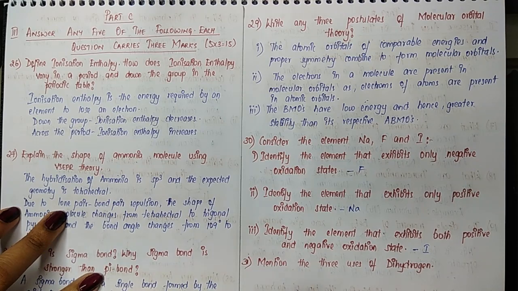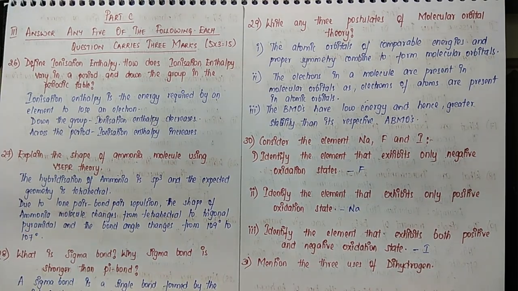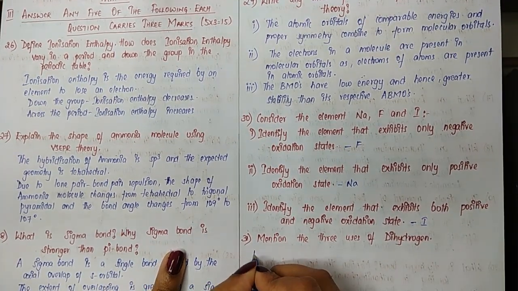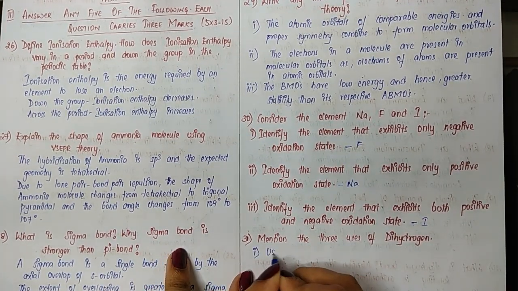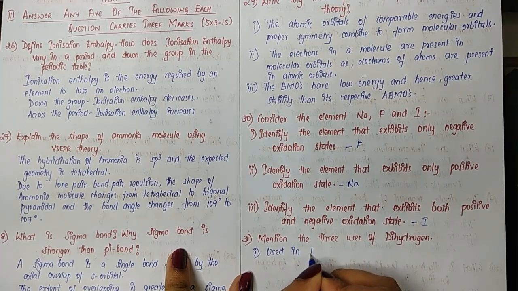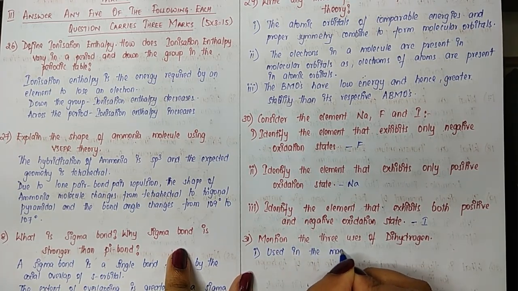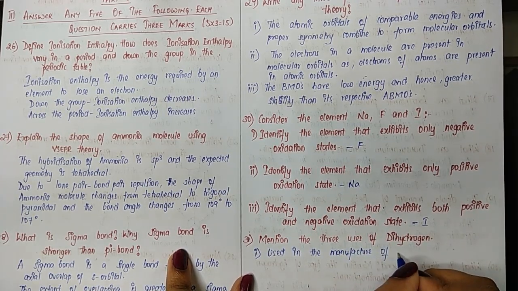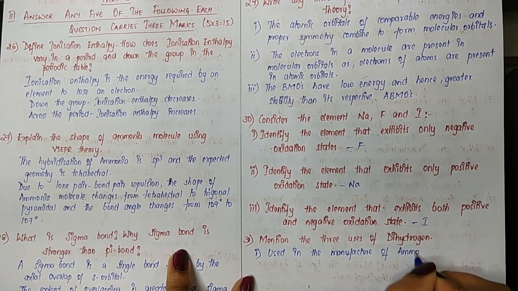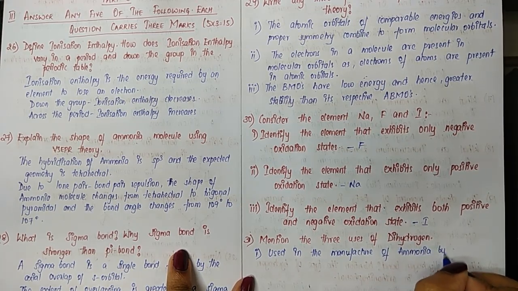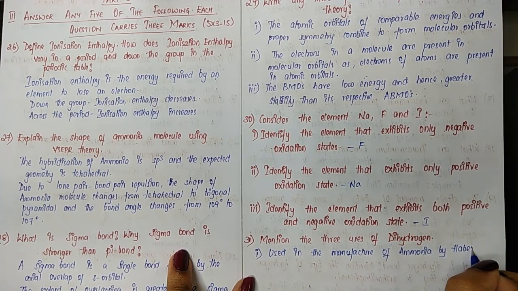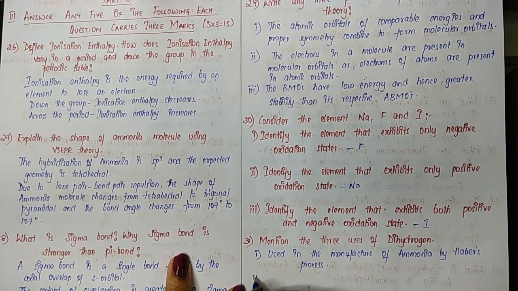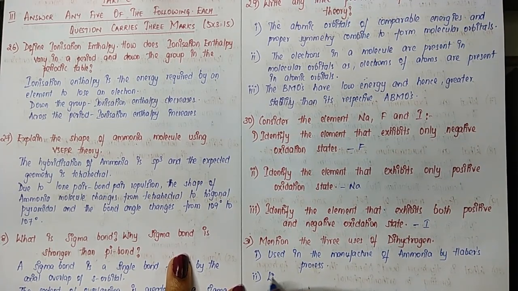Now question number 31 is mention 3 uses of dihydrogen. So let's write that down. So the first point here is, used in the manufacture of ammonia by Haber's process. That's the first use.